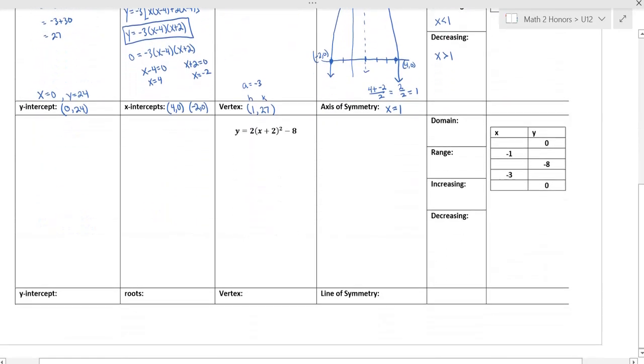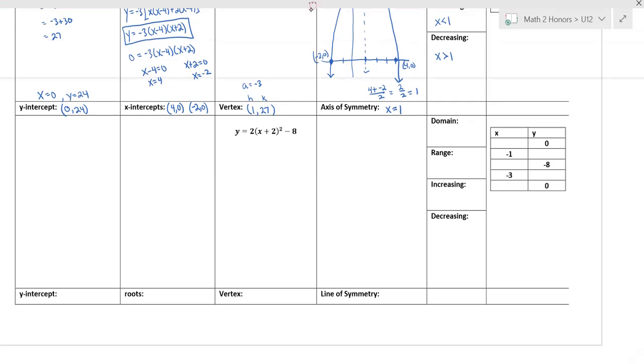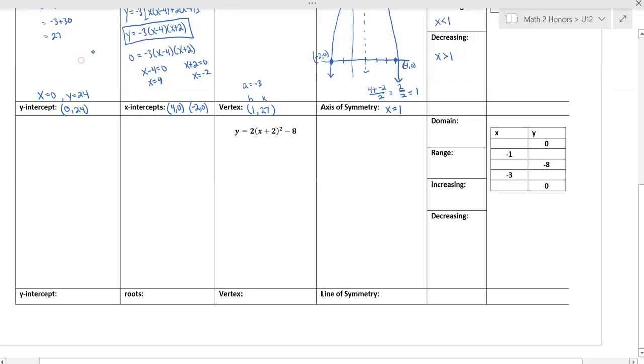For the second one, we start with vertex form this time, so we can quickly get our vertex just by looking at what's given. It's going to be negative 2, negative 8. We take the opposite value with the x. You have x plus 2, this 2 right here. I take the opposite of that to get negative 2 for my x value for the vertex. And the line of symmetry is a line, so an equation x equals, and you take the same x value from your vertex.